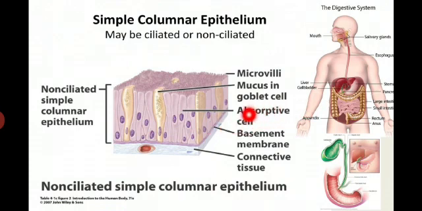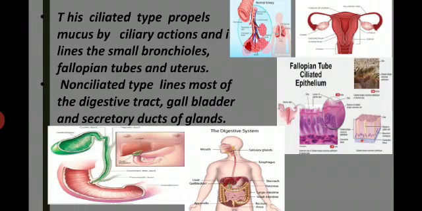Non-ciliated simple columnar epithelium has a structure like this: microvilli projections, and mucus secreted from the goblet cell, absorptive cells present, basement membrane, connective tissue. These are all present. Okay, where is it found in the human body? Digestive system, you have to see this, the gallbladder, from the stomach to the rectum region. Okay? Lining of the epithelium is present.